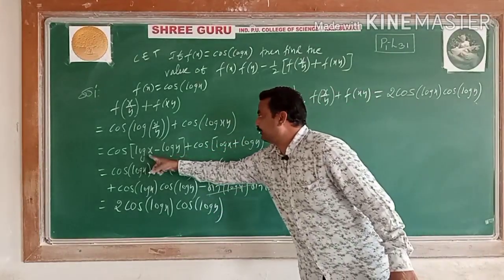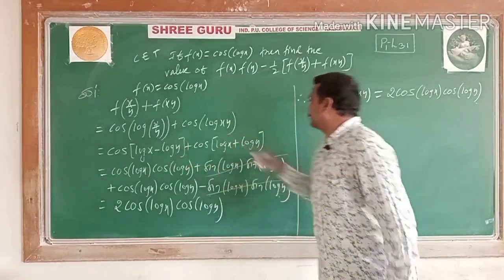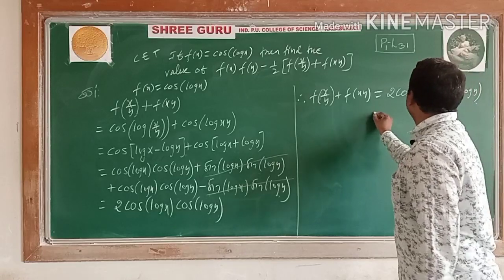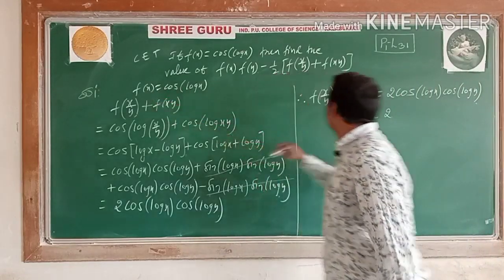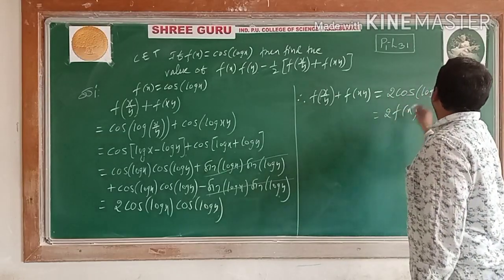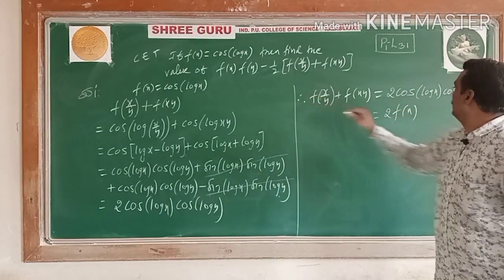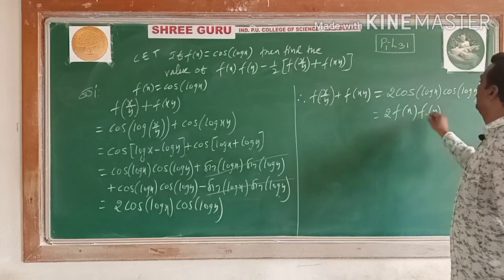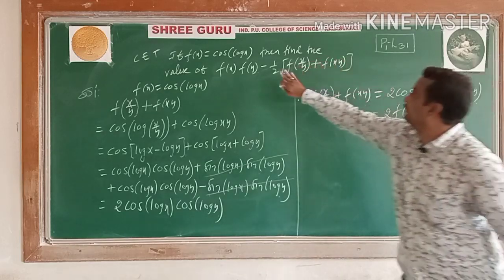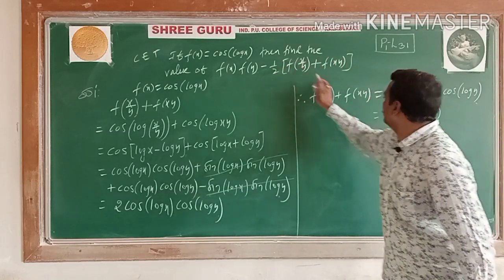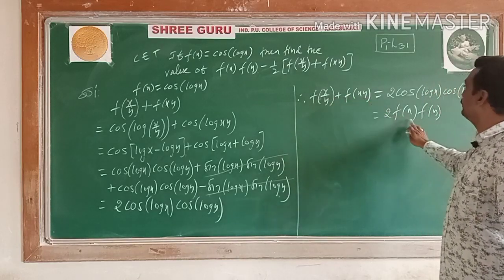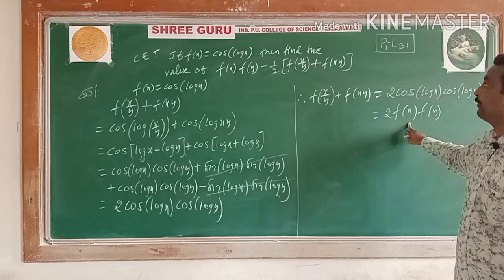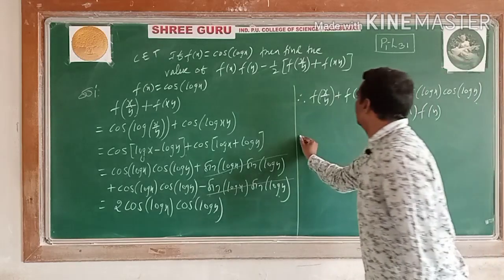After simplification, this is cos of x minus y, this is cos of x plus y. Now see this one, it becomes 2 times of, what is cos of log x? f of x. What is cos of log y? It becomes f of y. Substitute this value here: f of x by y plus f of xy is equal to how much do you get here? 2 times f of x into f of y.